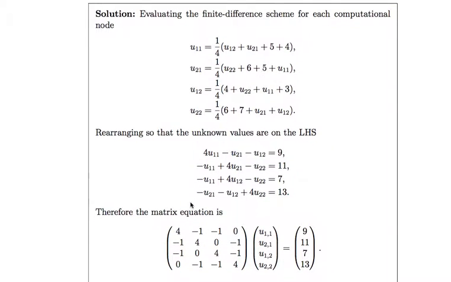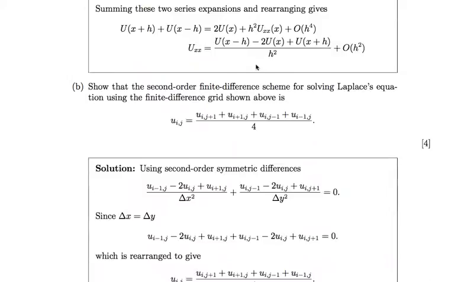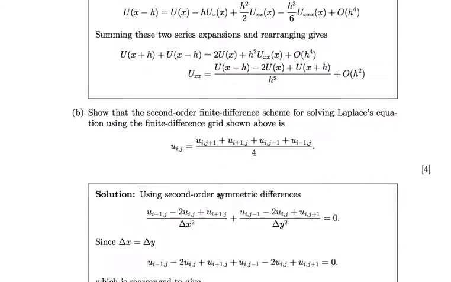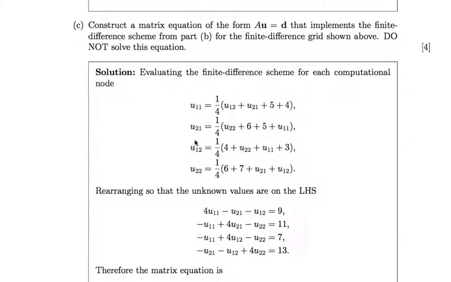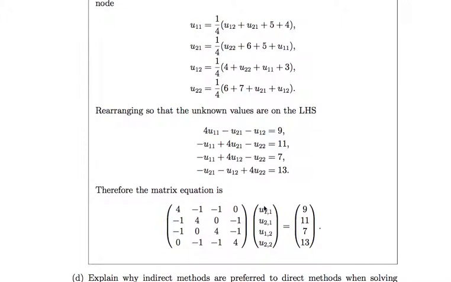So we've got a quarter times the node to the north plus the node to the east plus the node to the south, which in this case happens to be the boundary node 5. So that's that node, and then the node to the west, which has a value of 4. If I do similar for the other 3 computational nodes, I get a system of 4 equations. This is a linear system. If I transcribe these equations so that all the unknowns are on the left-hand side, I get these 4 terms here, which of course can be written as a matrix equation.